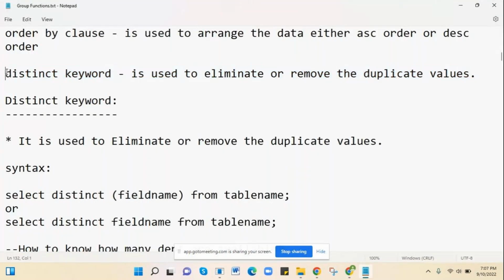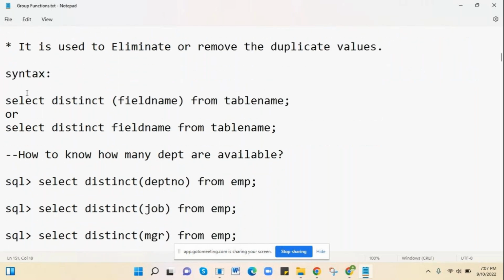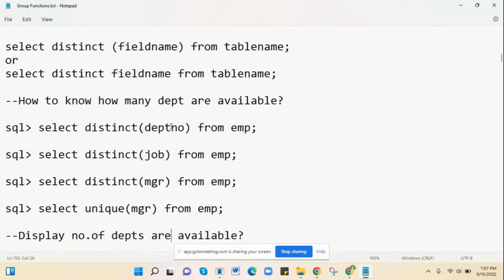What is distinct? It is nothing but removing the duplicate values. So what is the syntax? You can use distinct with brackets and the field name, or otherwise, without brackets, you can use distinct. In the interview, he will ask how to know how many departments are there, how many jobs are there, how many managers are there. Just using distinct, we can know.